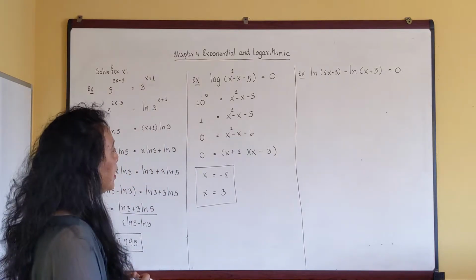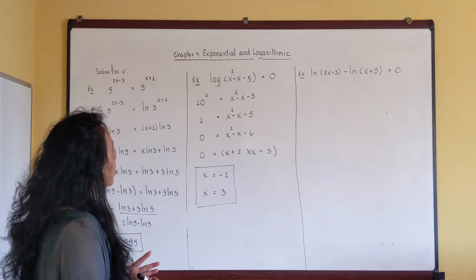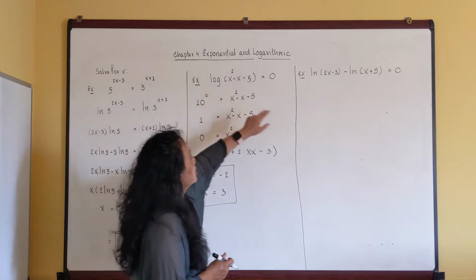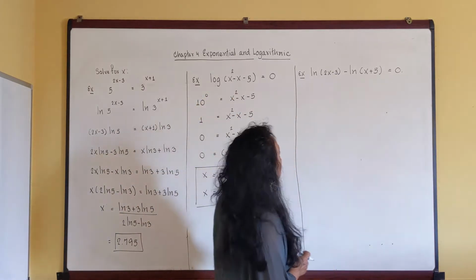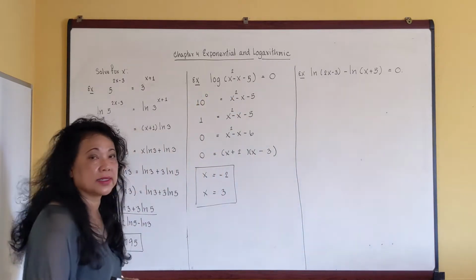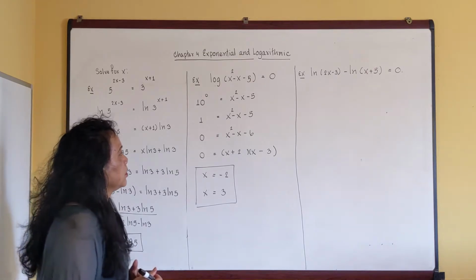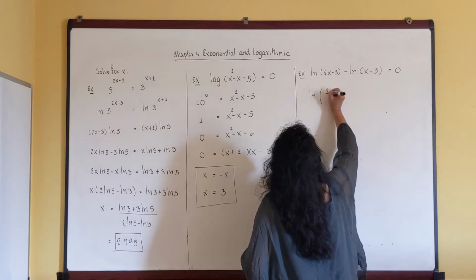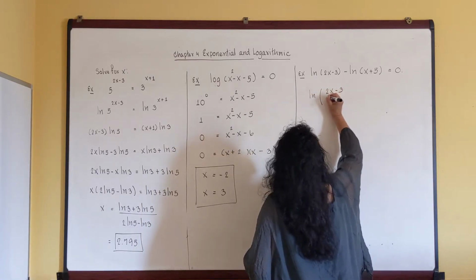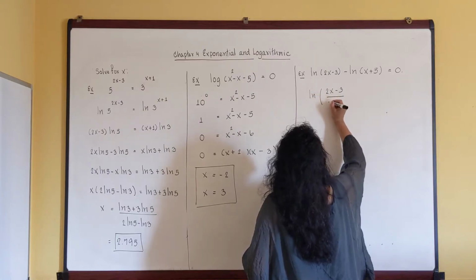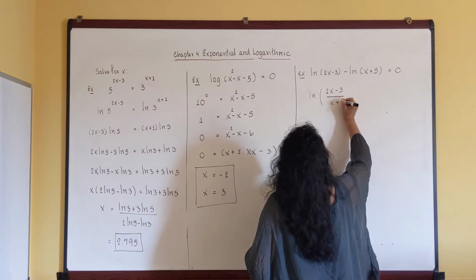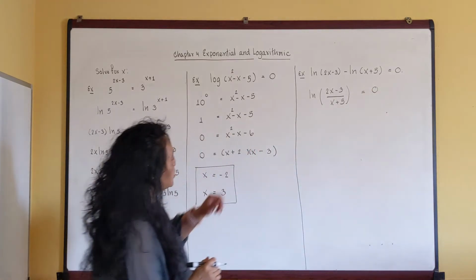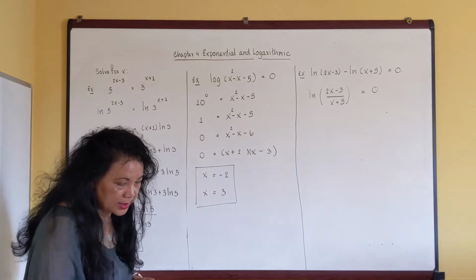Next one, another technique. This one is kind of like 2 terms. The last one was only 1 term, and this one has 2 terms. So what I'm going to do is condense this to 1 term. I'm going to use the quotient rule. So I'm going to have ln of (2x minus 3) over (x plus 5) equal to 0. Alright, I had 2 terms there and I condensed them to 1 term.